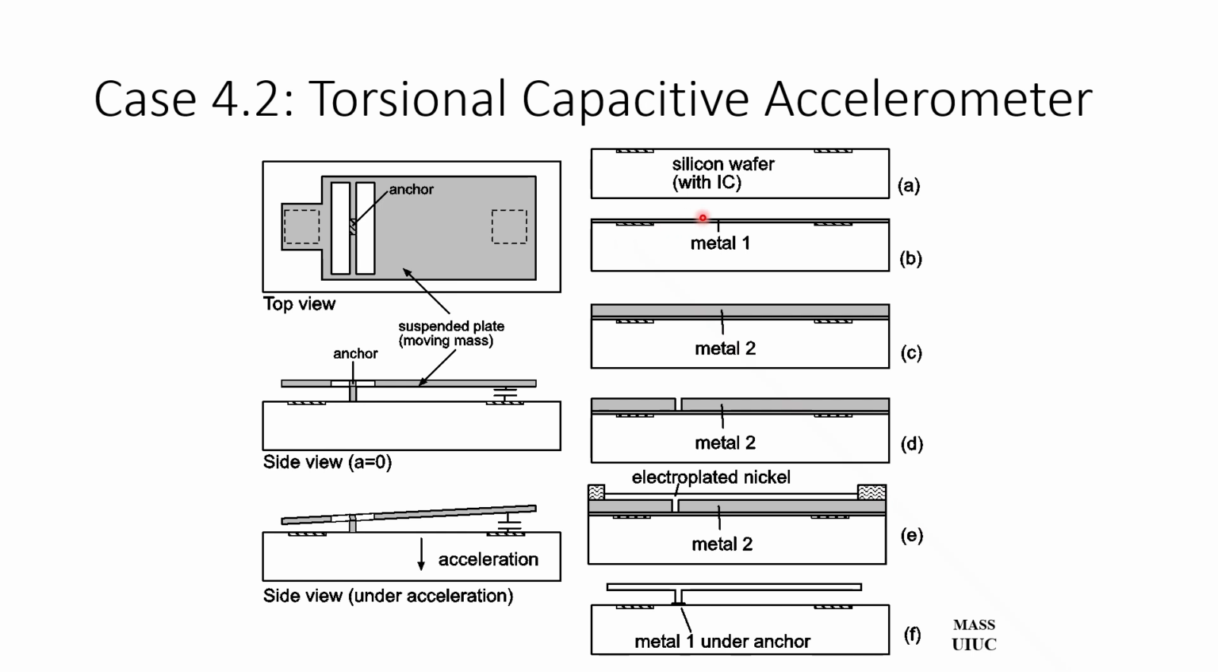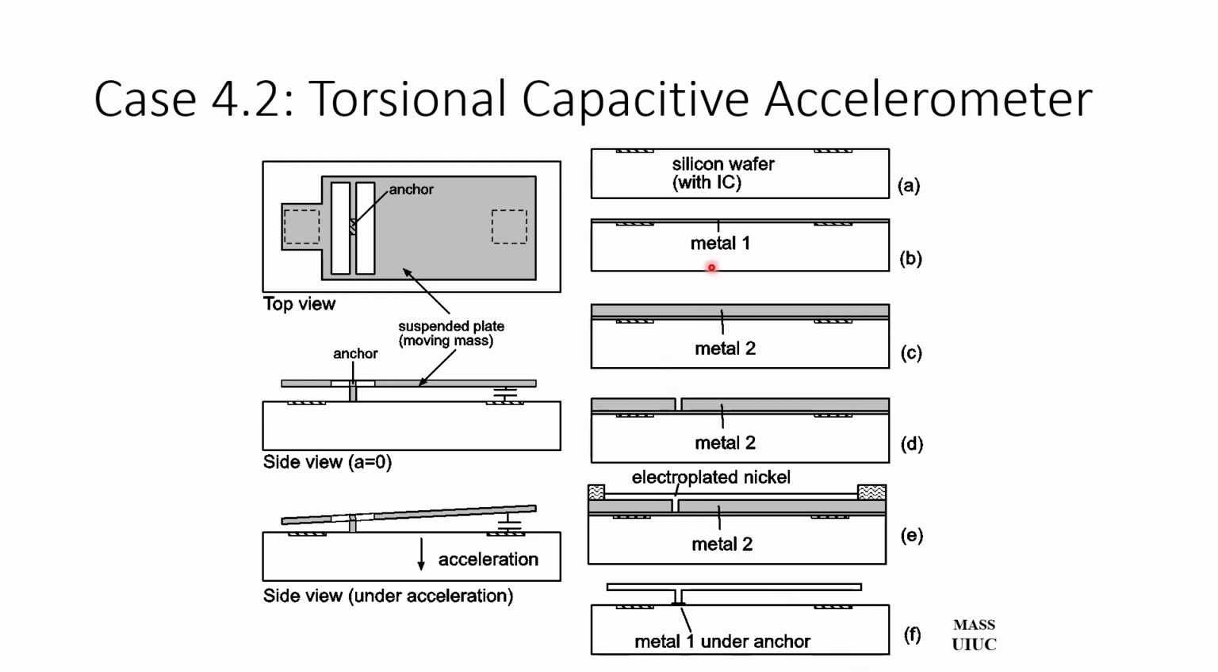Then we grow a layer of oxide. We grow a layer of metal to cover the front surface. Then we grow another layer of metal too as the sacrificial layer. The metal is patterned with a via, and this is used then to electroplate nickel.